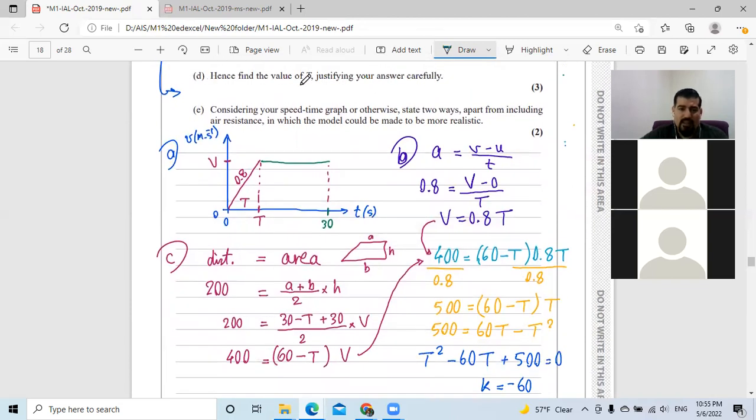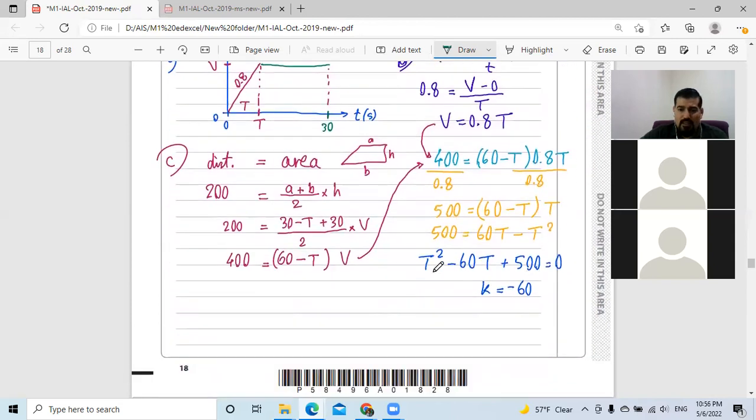Hence, find the value of t, justify your answer carefully. Now since we are doing math, t squared minus 60t plus 500 is equal to 0. So we can make it as brackets, like this. So it will be t. What are the two values that when you multiply them, it's 500, and when you add them, it's 60? It will be negative 10 and negative what?